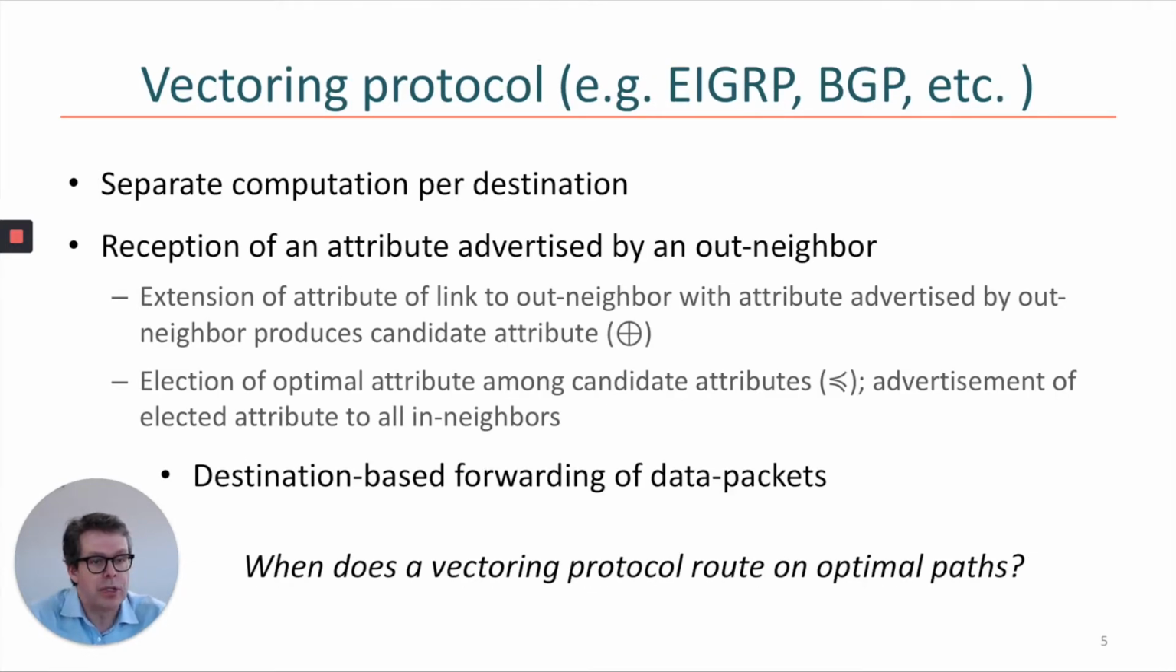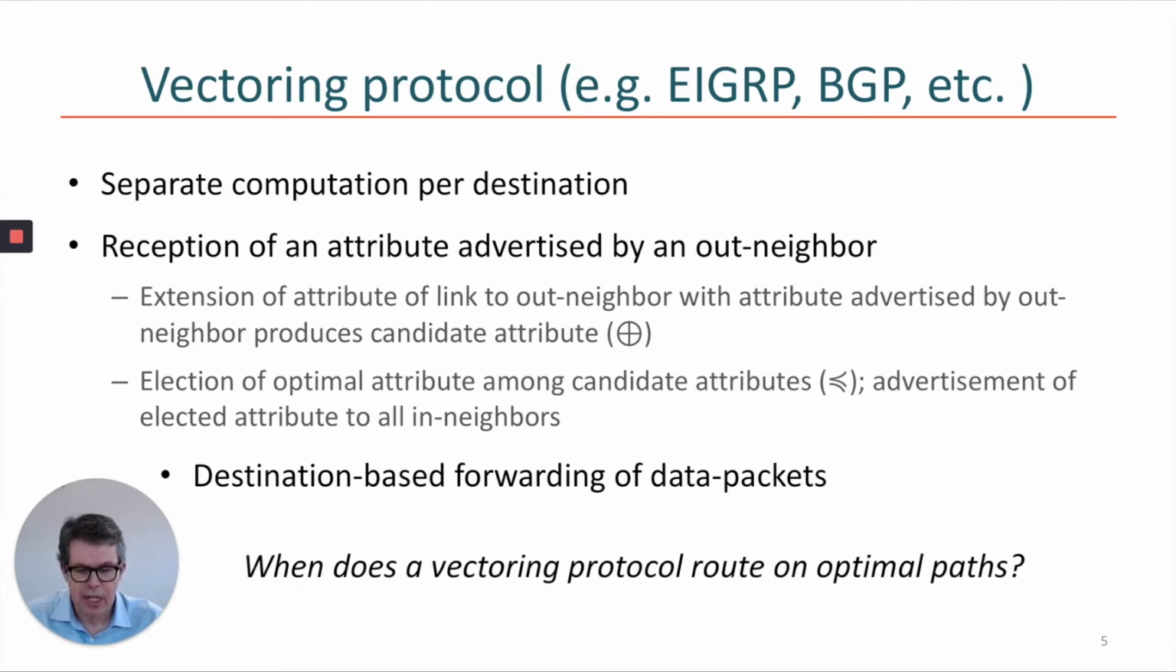A vectoring protocol generalizes a distance vector protocol to an arbitrary routing algebra. It instantiates a separate computation per destination, whereby nodes continually extend, elect, and advertise attributes to reach the destination. Whenever a node receives an advertisement from an out neighbor, it extends the attribute of the link to the out neighbor to the attribute advertised by the out neighbor, thereby obtaining a candidate attribute to reach the destination via that out neighbor. Then it elects the optimal attribute among its candidates and advertises it to its in-neighbors.